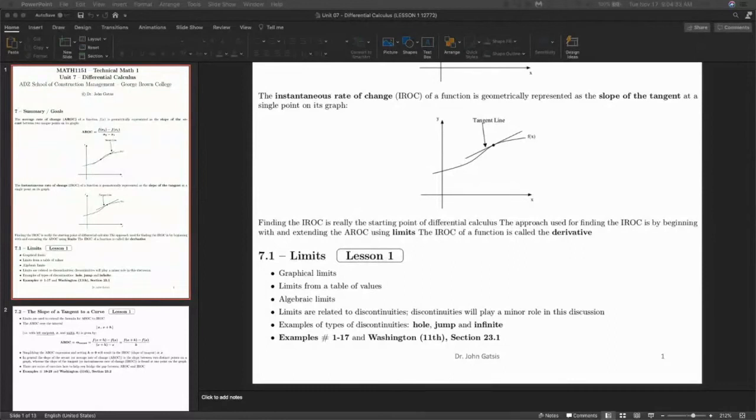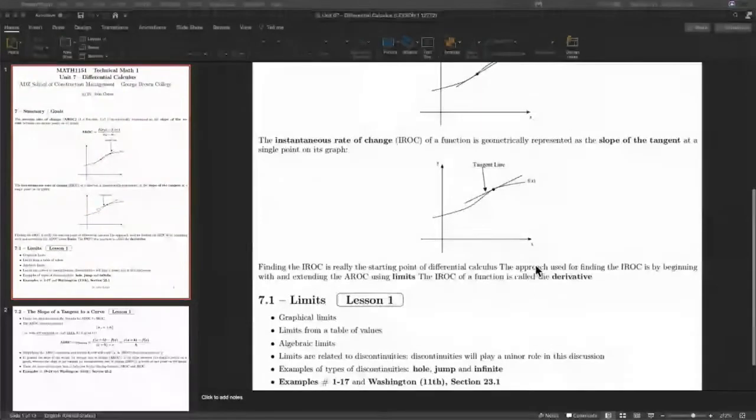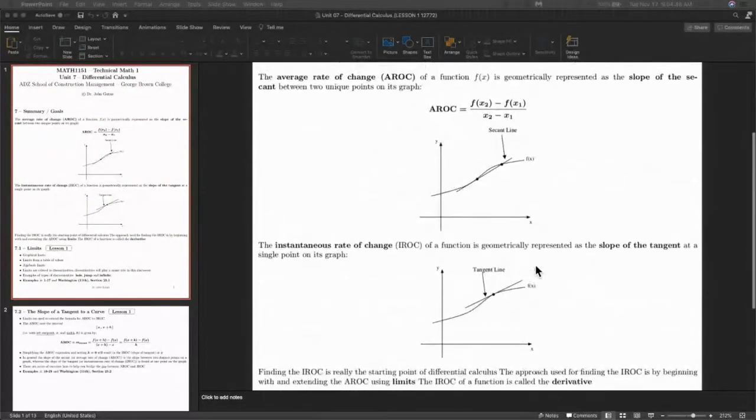What is calculus? Well, ultimately, the root of calculus comes down to these two pictures. So, rate of change. Now, rate of change is something that you probably learned as early as grade 9, which is what is called slope.